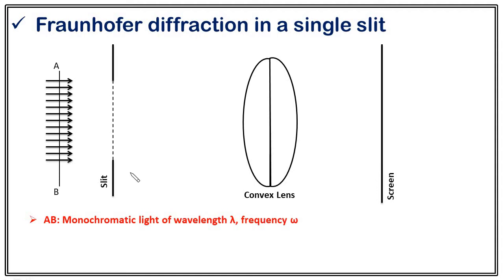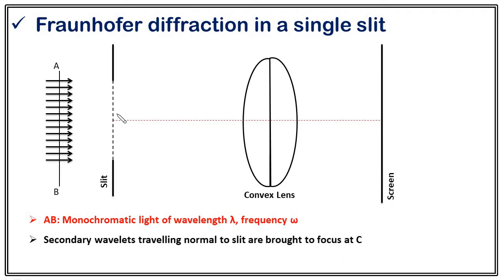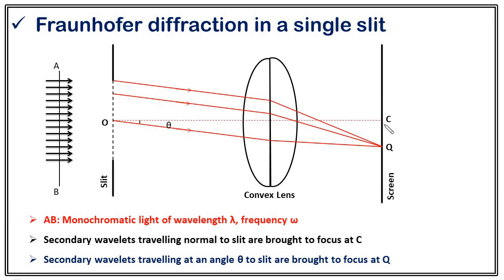Now, according to Huygens principle, this plane wavefront is incident on this slit and each point in this slit can be a source of secondary wavelets, right? Any secondary wavelet traveling normal to this slit is brought to focus at point C. Any wavelet traveling normal, that is, parallel to this line OC, will fall on this convex lens and will be brought to focus at point C. And any other wavelet traveling at an angle theta, as indicated by this ray diagram, is brought to focus at a point Q. Okay, this is the initial setup.